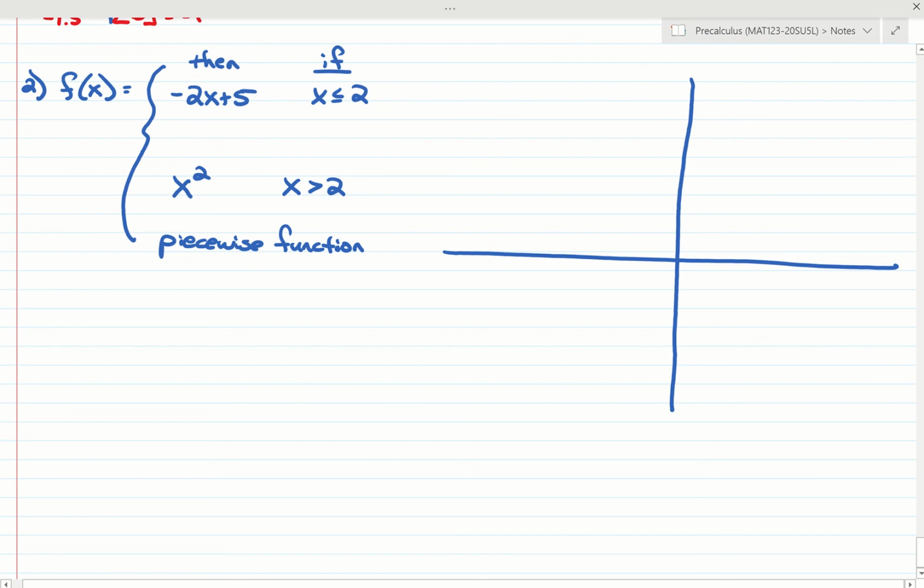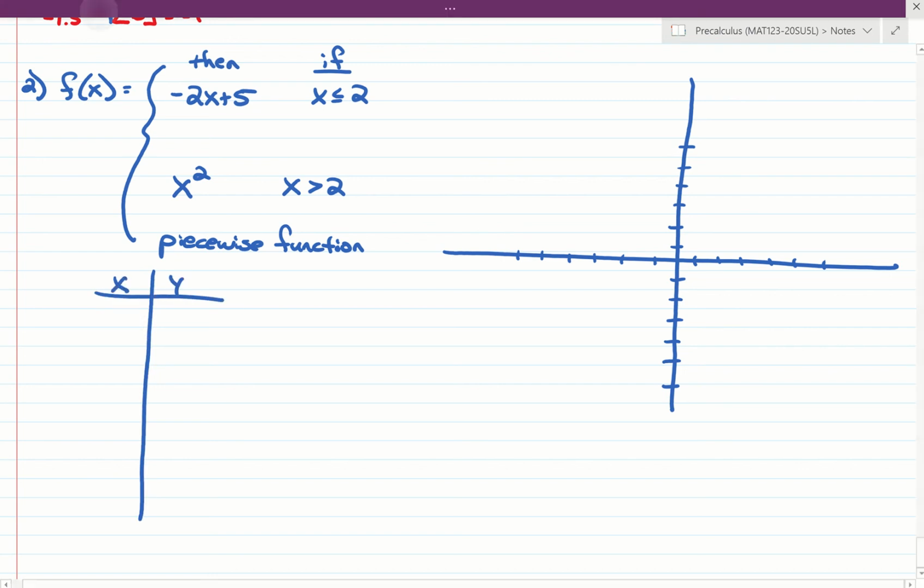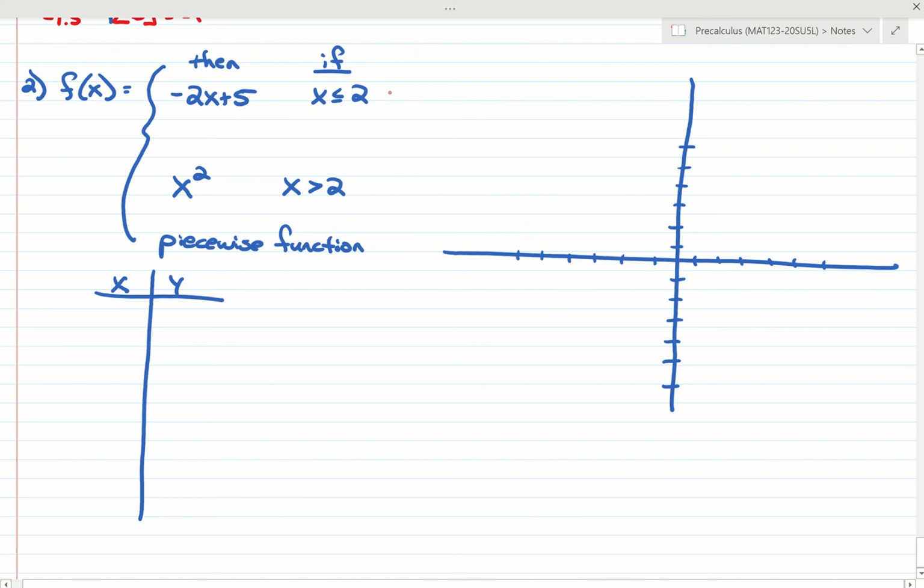So maybe I'll go up. We're going to have to go up by 5. So maybe I'll go up 6 in every direction. Okay. So what I'm going to do first is I'm going to start with this piece. This piece is saying if x is less than or equal to 2, the y value is going to be negative 2 times x plus 5.